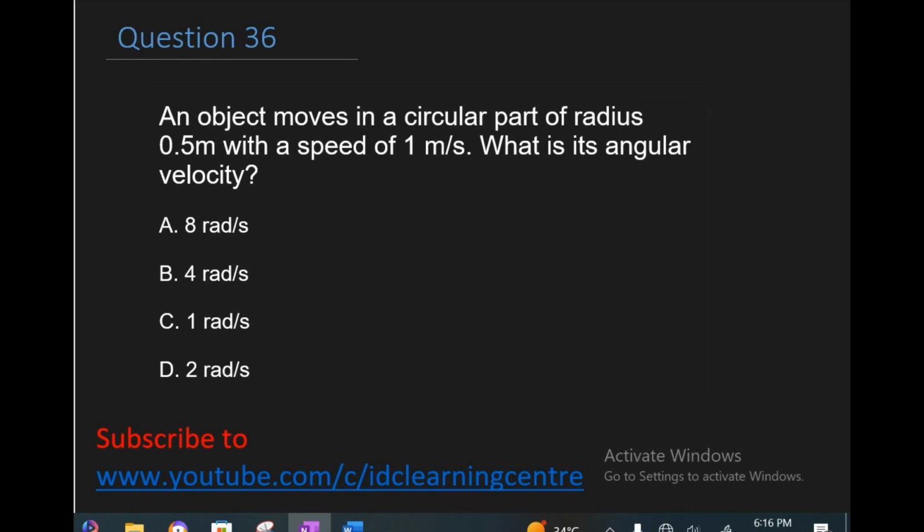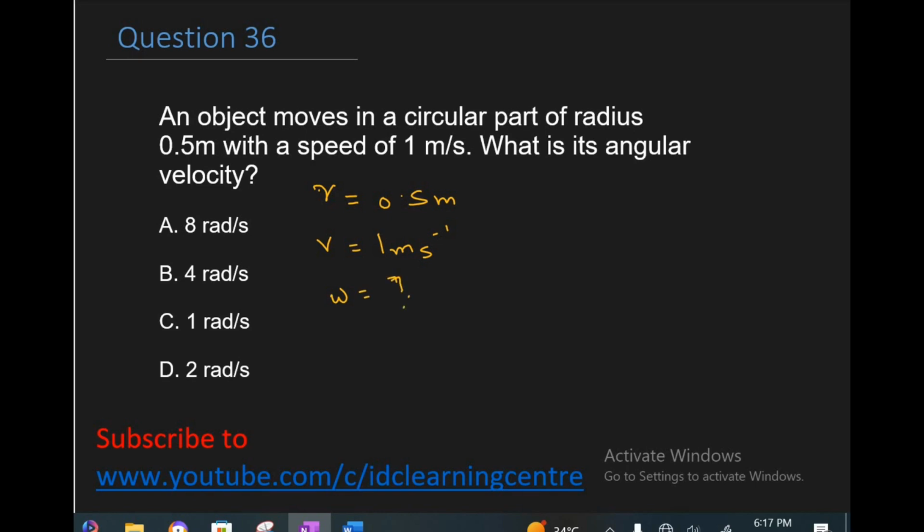Alright, so in this question we're given our radius as 0.5 meter, right? And then we have our speed, which is 1 meter per second. Let's represent speed with V. So what are we asked to find here? We're asked to find the angular velocity. W is equal to question mark.